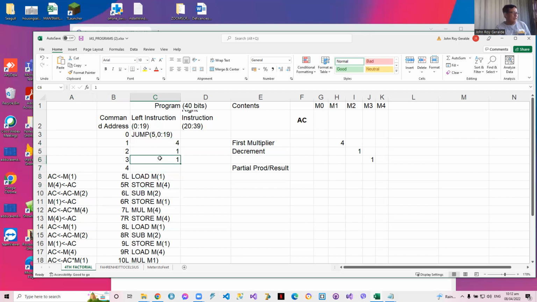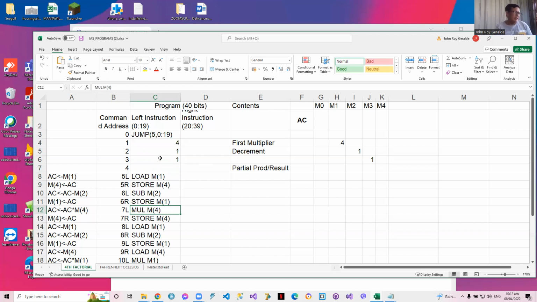Now, nowadays we call that the data segment, which is in the first part of the program, and the code segment, which is in the latter part of the program. The data segment stores the data or variables, and the code segment stores the instructions. Any questions so far?